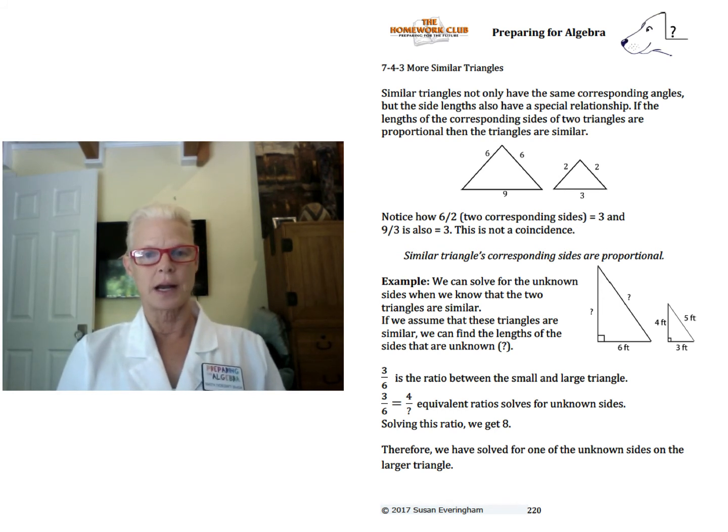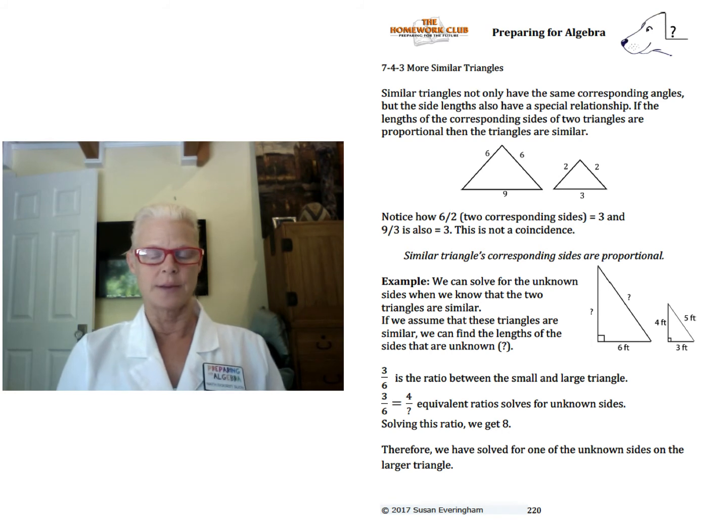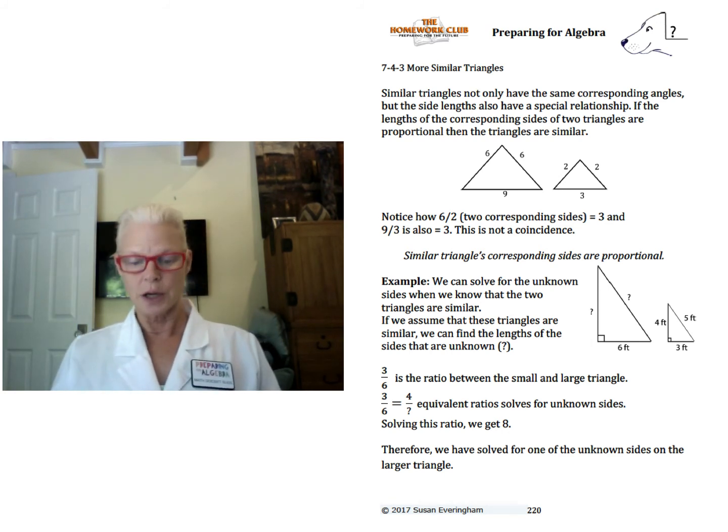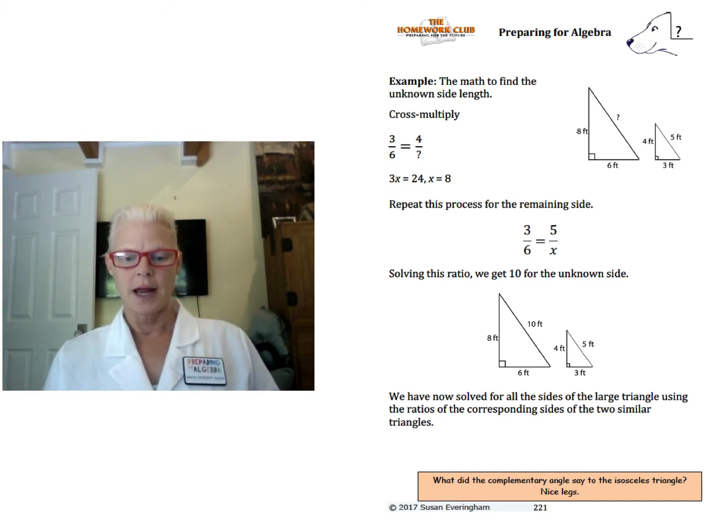3 over 6 is 1/2, 4 over 8 is 1/2. This is how they work together. Cross multiplication, 3 times 8, 24, 4 times 6, 24. So we're going to go on to page 221 right away, and we're going to go ahead and use that cross multiplication to find the unknown sides in the problems on 221.